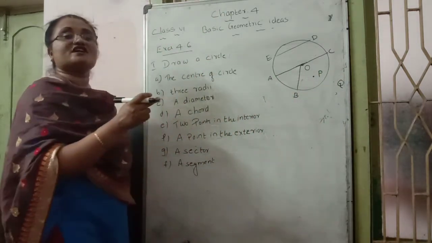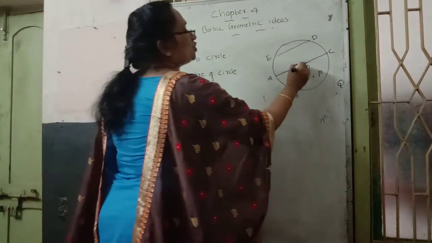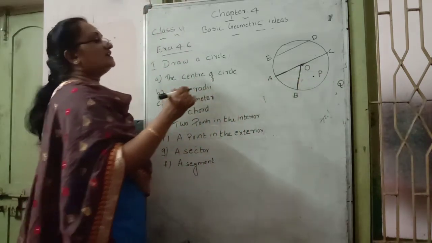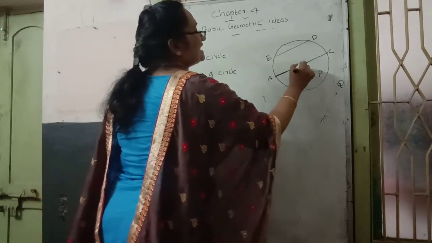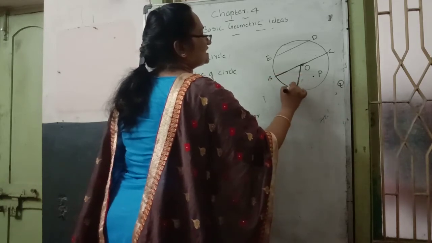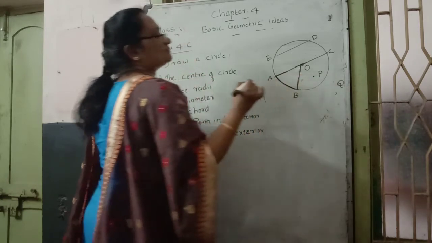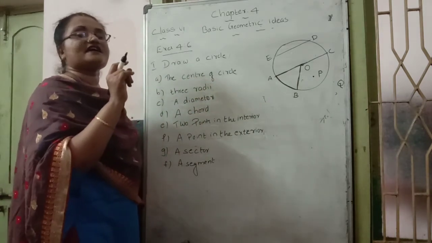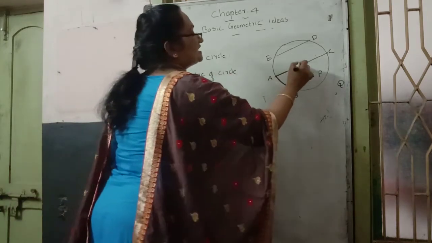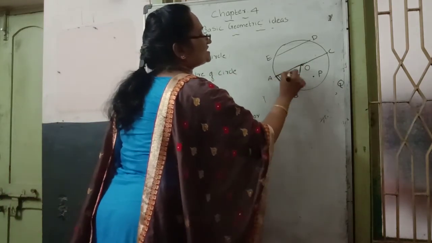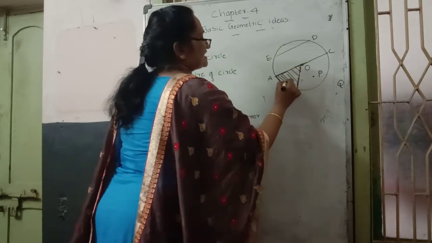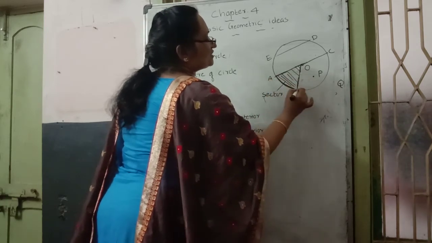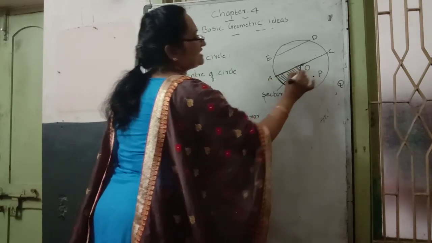The next word is sector. Sector means two radii. Which are the radii? OA and OB, radii joined, and a piece of a circle. Piece of a circle means AB is a piece of a circle. Its special name is arc, A-R-C, arc. The arc and the two radii joining region we call a sector. Remember, sector means two radii and an arc joining region.